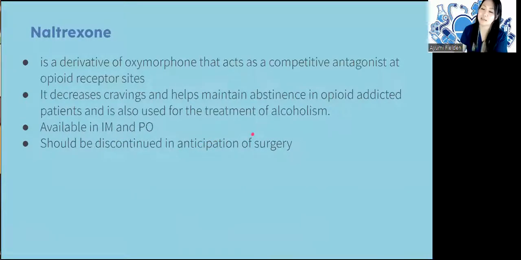What about some of the medication they take for addiction to opiates? So we ask them, it should be discontinued in anticipation of surgery. It decreases craving and helps maintain the abstinence of opiate-addicted patients. It's also used for treatment of alcoholism, but we ask them to hold the medication because we are probably going to give some opiates, right? And those medications are competing at the receptor site and making the opiates less effective. And if we need to give it, we can give it IV, and we can give it PO as well.